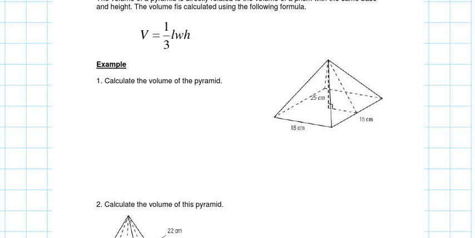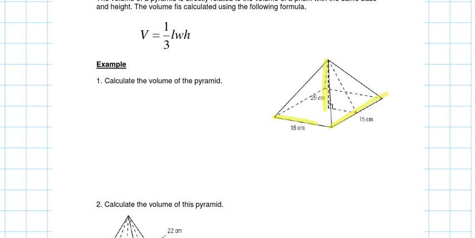to the base of the pyramid. So the height is a perpendicular line that's drawn from the top of the pyramid perpendicular to the base. So what we need here is the length, the width, and the height of the pyramid, and then we find that, and then we multiply it by 1/3. Okay, so it shouldn't be too much work for you guys.